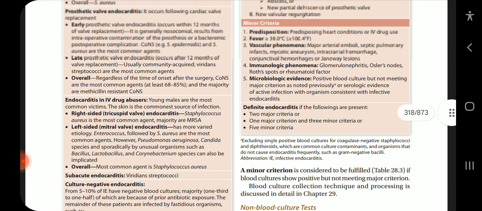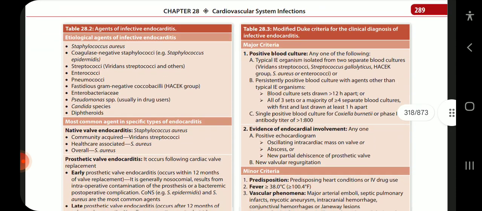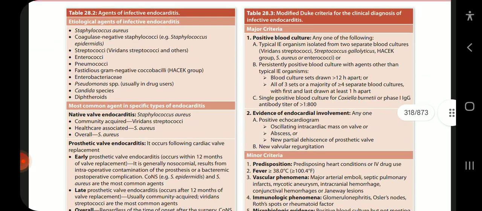Okay. Coming to table 28.2, agents of infective endocarditis. The etiological agents that are important to learn are Staphylococcus aureus, coagulase-negative staphylococci like Staphylococcus epidermidis, streptococci including viridans streptococci and others, enterococci, pneumococci, fastidious gram-negative coccobacilli of the HACEK group, Enterobacteriaceae, Pseudomonas species usually in drug users, Candida species, and diphtheroids.